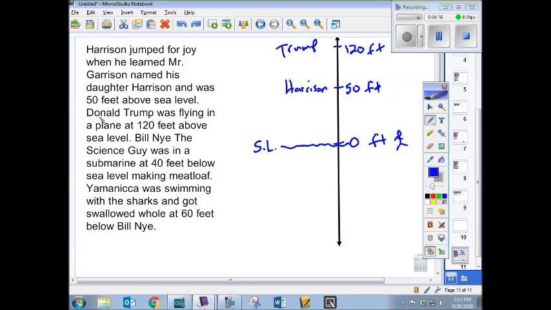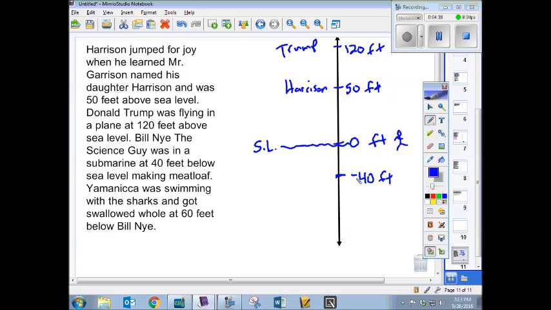Now let's go to Bill Nye. He's down there, being the science guy, and he's in a submarine at 40 feet below sea level. So where's he at on this number line? Give me a description, a sentence about where he is, Laney. He is 40, well, negative 40 feet. So he's at negative 40 feet, right?